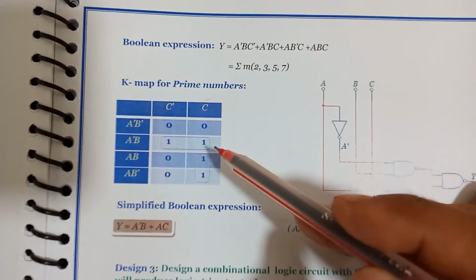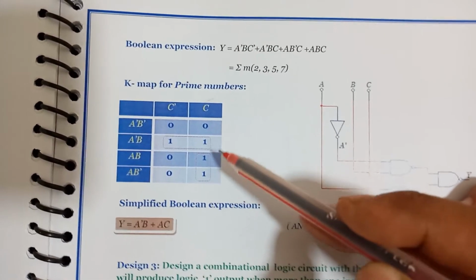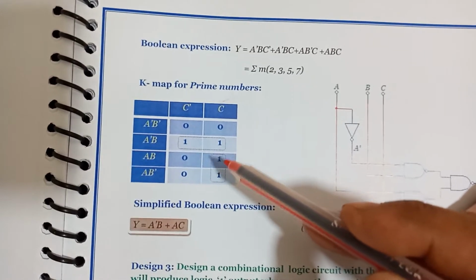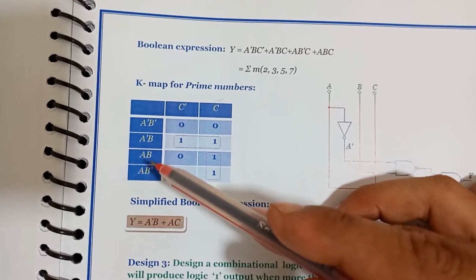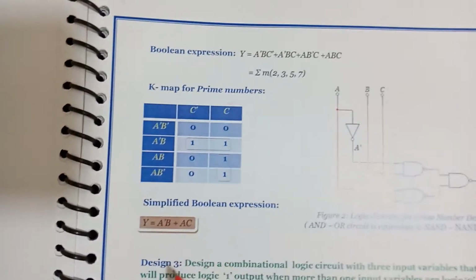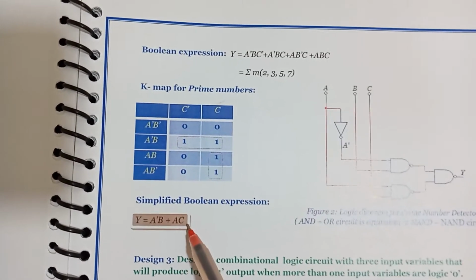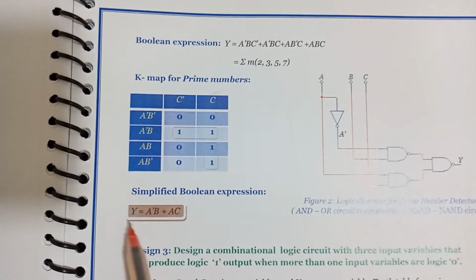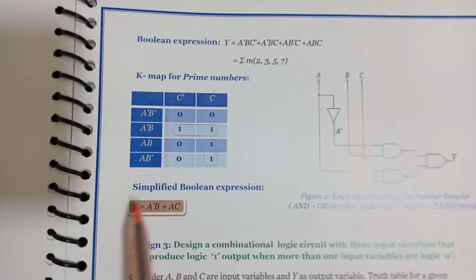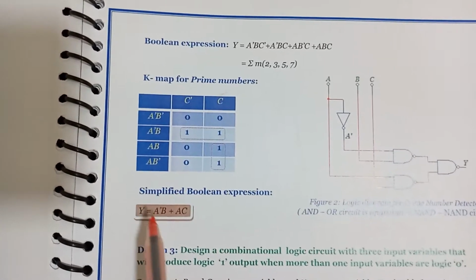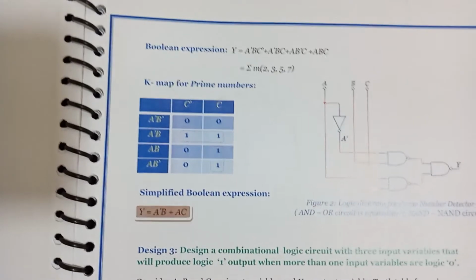In the second term you have B and B bar. So B and B bar cancel, and we will have A and C, that is A C. So we have reduced our equation from 4 terms to 2 terms.